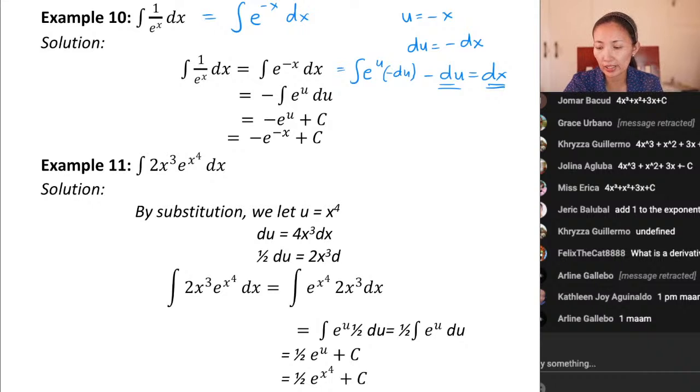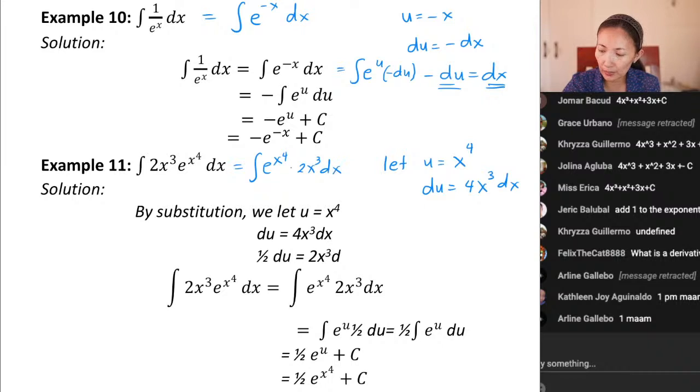for example, or another example, number 11, the integral of 2x cubed times e raised to the x to the 4th power dx. So, it's no longer e to the x but e to the x raised to 4. So, in here, again, we let u be equal to the exponent of e, which is x to the 4th power. And du is equal to 4x to the 3rd power dx. So, I could rewrite this in fact, let's finish this, as e raised to x to the 4th power times 2x cubed dx.